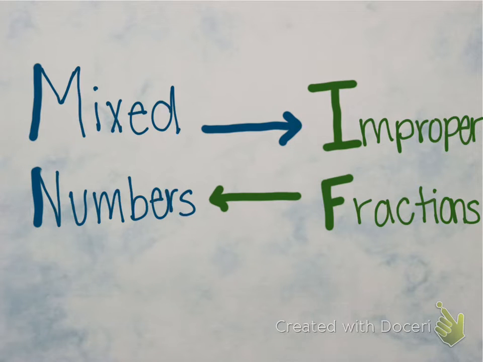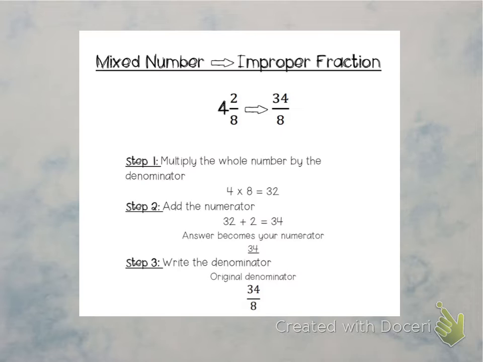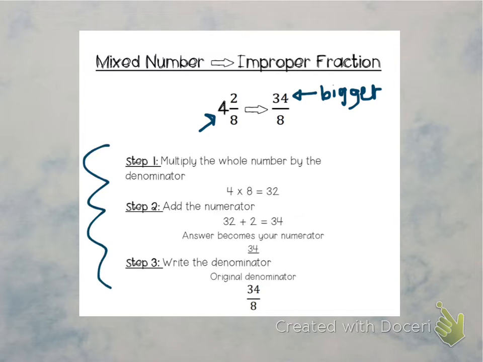Today we are going to convert between mixed numbers and improper fractions. Mixed numbers have a whole number with a fraction, and an improper fraction means that our numerator is bigger than our denominator. Okay, so we have these set of steps to help us.